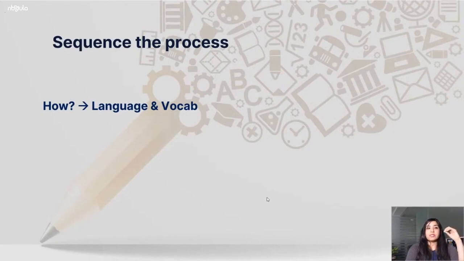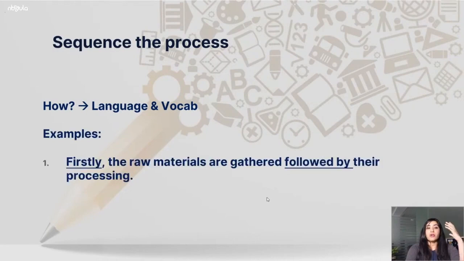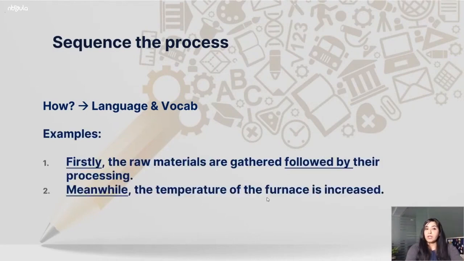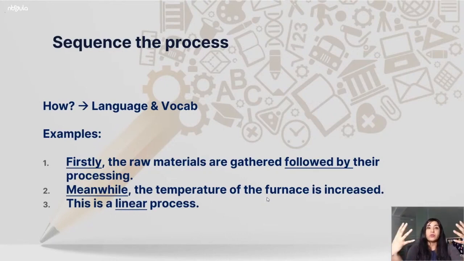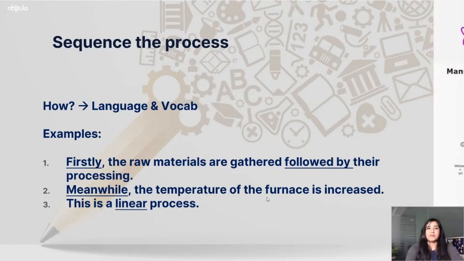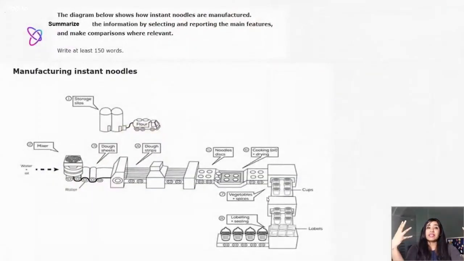Okay, so when we say sequencing, you can use words like firstly, followed by, meanwhile, and linear. These are just examples. Or you can use second of all, first of all, subsequently, meanwhile, like we've written here. So firstly, the raw materials are gathered, followed by their processing. Meanwhile, the temperature of the furnace is increased. This is a linear process. So this shows the examiner that you have used a wide range of vocabulary, and trust me, it would definitely boost your score.